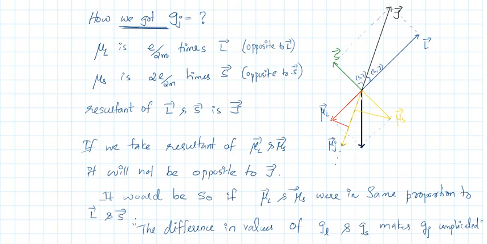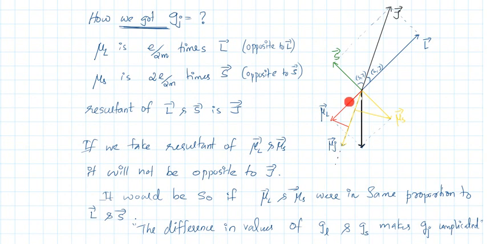This is due to the fact that these constant terms are not equal. One is e by 2m and the other is 2e by 2m. If these two are equal, then the resultant of mu_L and mu_S will definitely be opposite to J. But now the situation is different. We need a magnetic moment which is opposite to J. For finding that magnetic moment, take the component of mu_L along the direction of J and the component of mu_S along the direction of J. Add these two components, then it will give you mu_J.